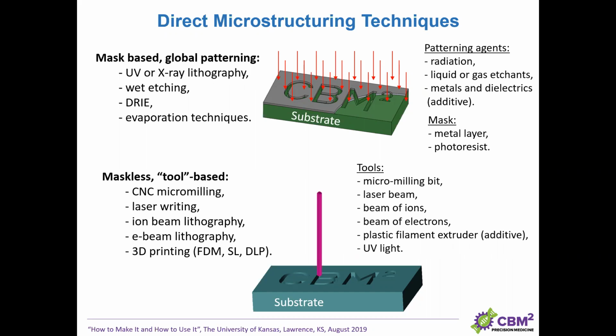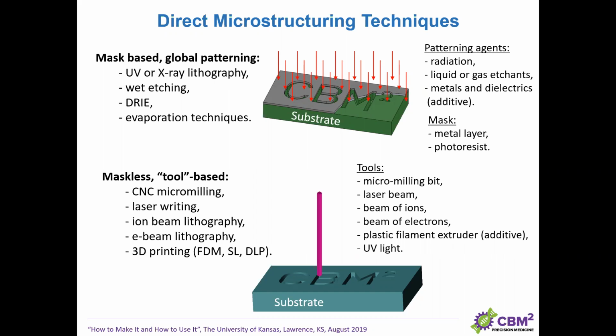And here we can have two major categories. One is the mask-based global patterning technique, where we have some kind of mask and we have the patterning medium. This patterning medium may be radiation, liquid or gas etchants. We can do additive process where we can selectively deposit metals or dielectrics. Processes that fall into this category are UV or X-ray lithography, wet etching, deep reactive ion etching, evaporation techniques.